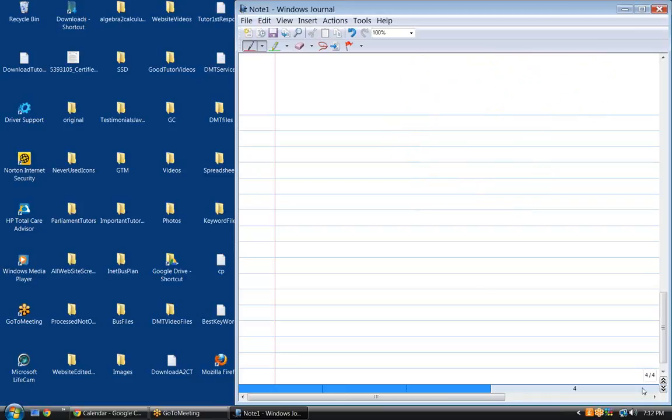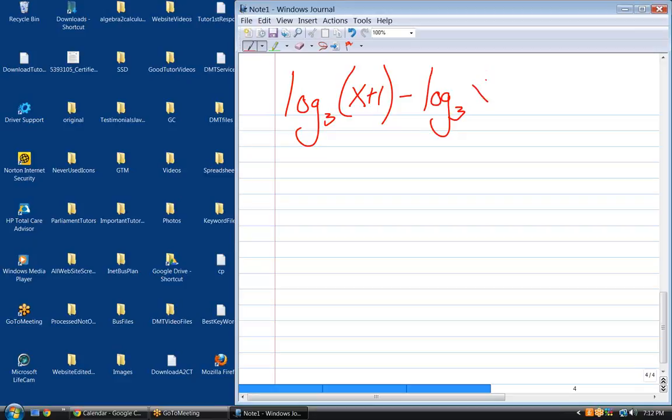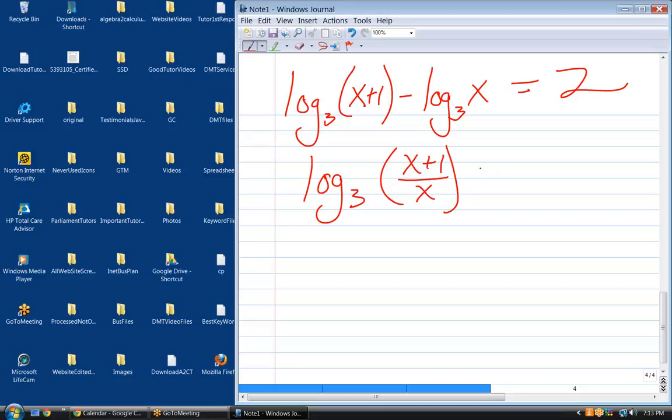Okay, what else? Log base 3 of x plus 1 minus log base 3 of x equals 2. Okay. What's the next line? Log base 3 of x plus 1 divided by x equals 2.